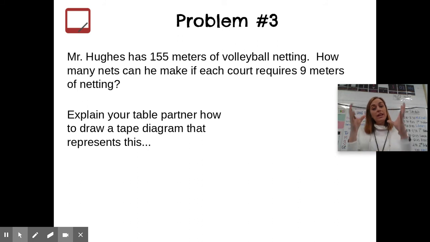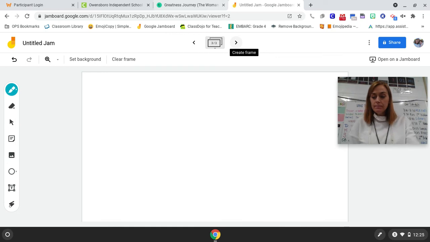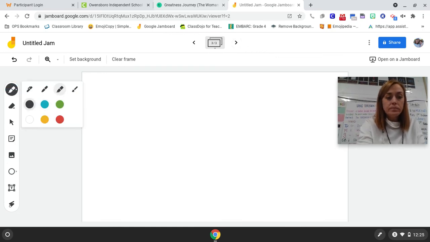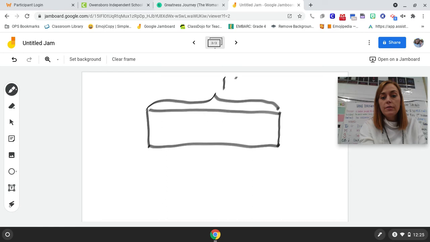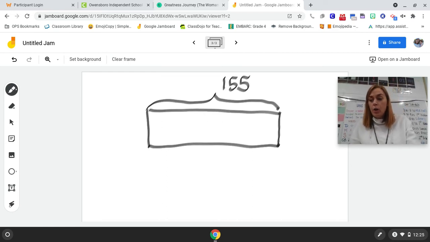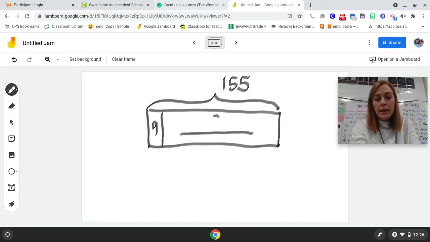So think about what we know and what we're trying to figure out. Okay, let's go back to my Jamboard here. And we know we have 155 meters of netting, okay? And we want to know how many nets can be made if each court requires 9 meters. So we know that one court is 9 meters. We just don't know how many more we can make, okay?